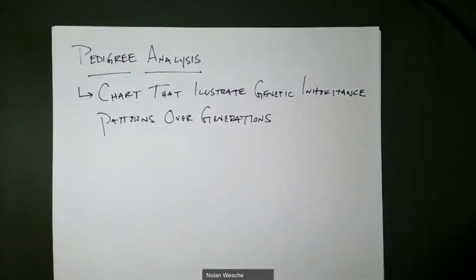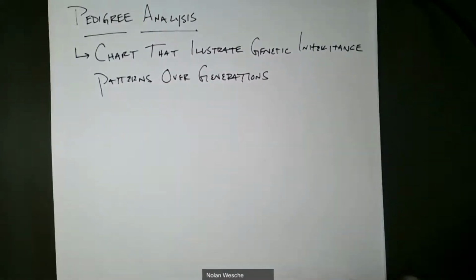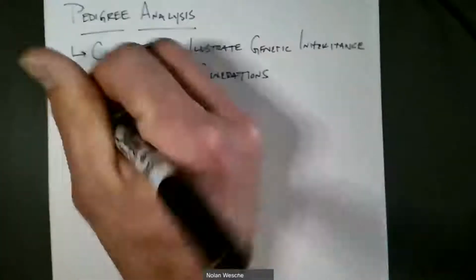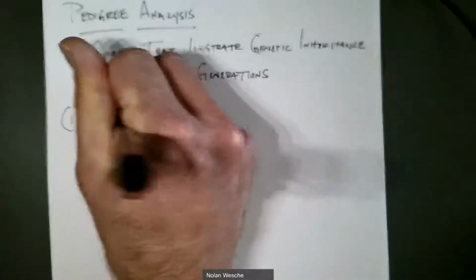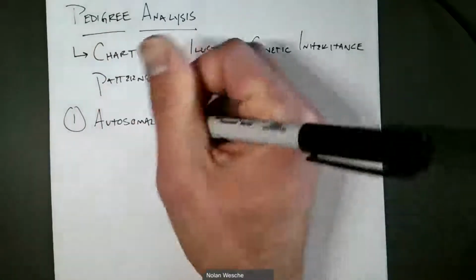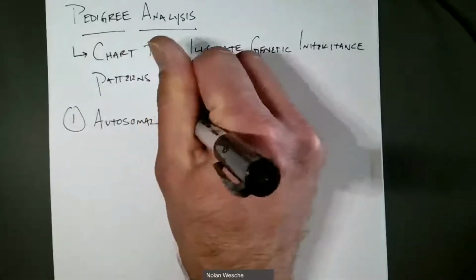So there's 4 different varieties, and we're going to work through those 4. So the first one that we're going to look at is what we call autosomal, and it's going to be recessive.